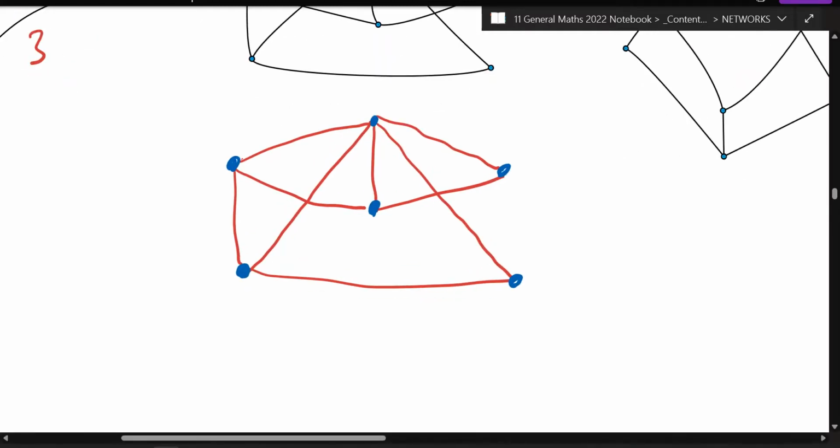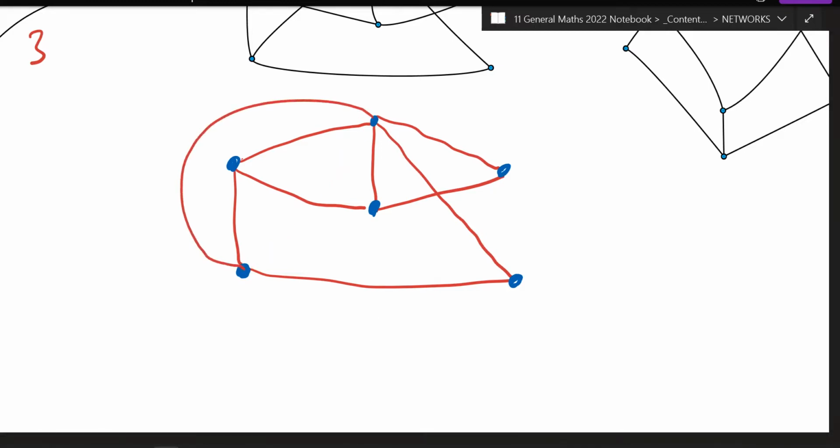Okay, what can I move? I can probably move this one, put it out here. Okay, what else can I move? There's one more line I can move. The other one, good. This one, bring it here. And now I can count all the faces in there, yeah?